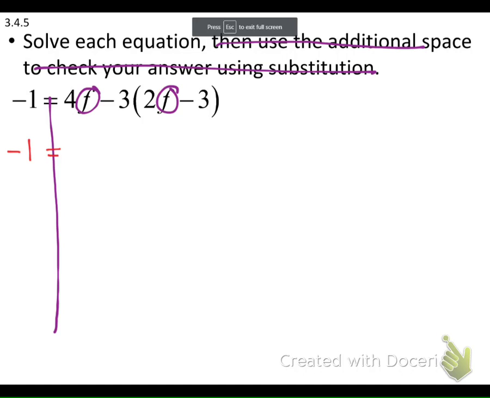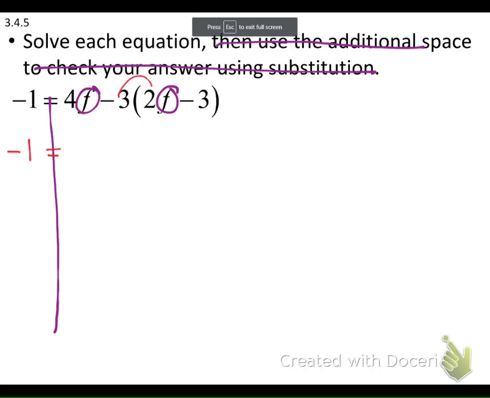No. I'm not going to use this 4 to multiply. Why wouldn't I use this 4? Because it's not outside and touching the parentheses, right? What number is touching my parentheses? Yeah. So we're going to use that -3 to distribute.